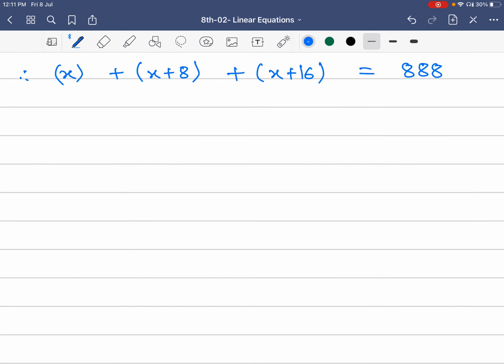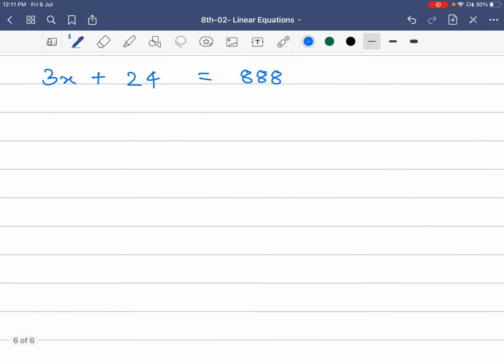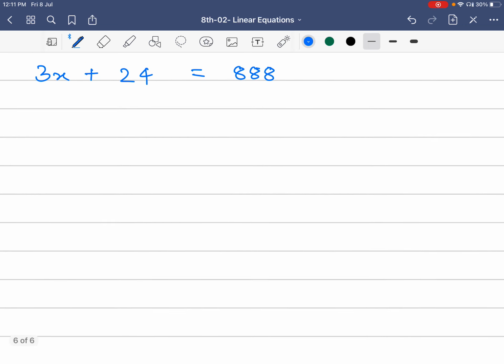So let's be a little bit fast here. This is x, this is x, this is x. These are the three variables x, and their summation is going to be 3x plus. Then we have these numbers 8 and 16. So 8 plus 16 is going to be 24. So 3x plus 24 is equal to 888. This becomes our equation in a reduced form, and now we can perform the operations.